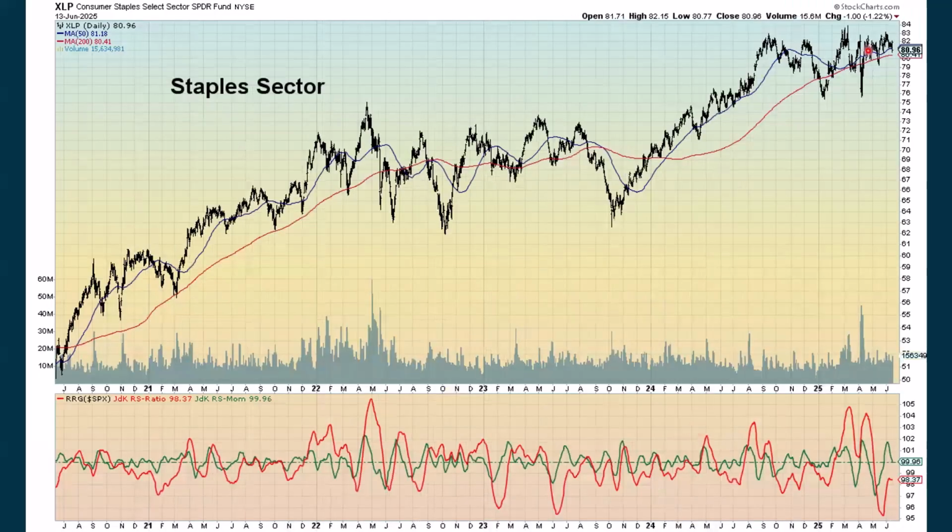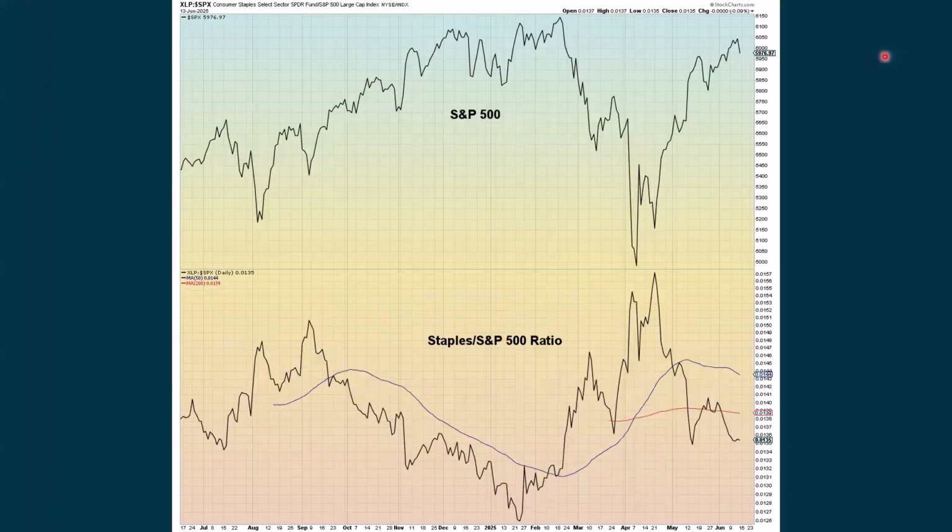Staples kind of chopping along sideways, not really breaking out or breaking down either, in an uptrend when compared to the S&P, but falling down below both of the moving averages. And that's more positive. This is toilet paper and toothpaste, and when these are underperforming this way, that means that the market is getting more offensive or risk on rather than risk off.